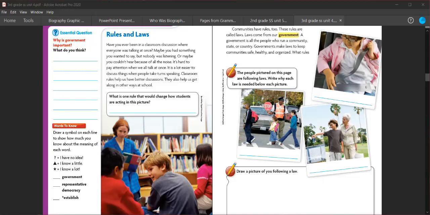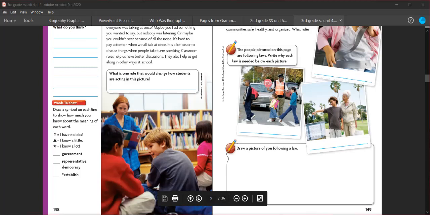So your question on this page says, what is one rule that would change how students are acting in this picture? So take a look at this picture and observe what's going on. What do you see happening? So we see we've got these two boys who are talking to each other while their teacher is reading to them. So what rule would change what's going on to help them make a better choice? Go ahead and write your response on the line, and then we're going to move on to the next page here.